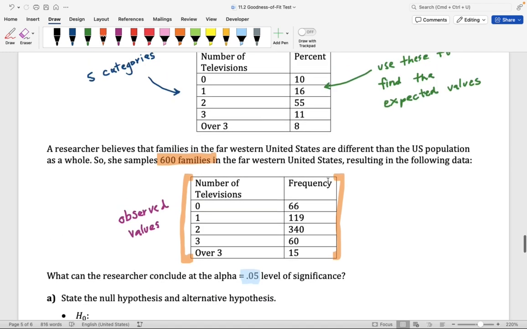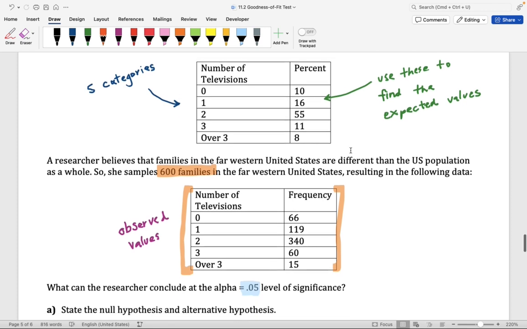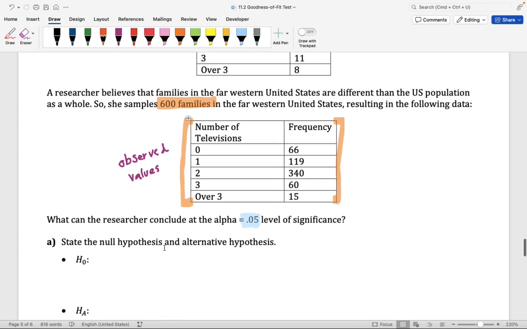Notice here, we're not directly being asked to conduct a goodness of fit test. How do we know that we need to conduct a goodness of fit test? Well, here we're comparing 2 distributions. We're wanting to know if the distribution of number of TVs owned by families in the Western United States is the same as the number of televisions that American families own. Right? So we're comparing 2 distributions. We're wondering if one distribution follows or fits the known distribution. So we're going to go ahead and run a goodness of fit test.